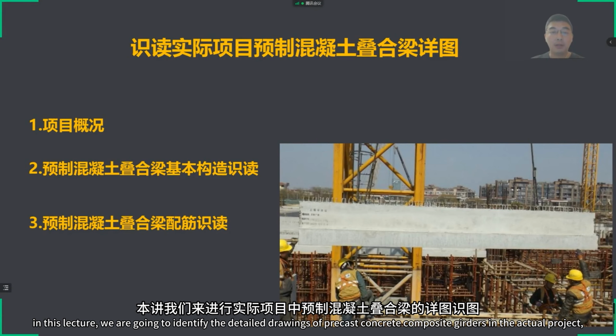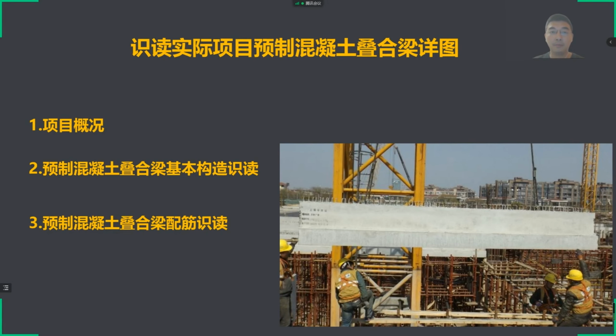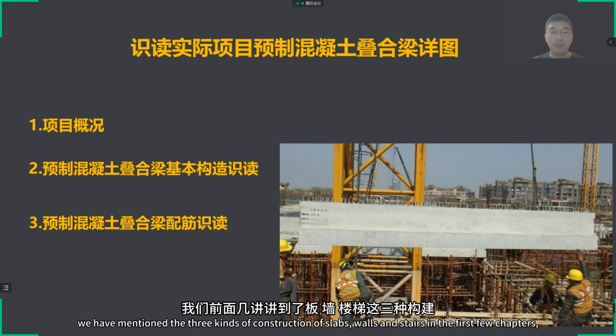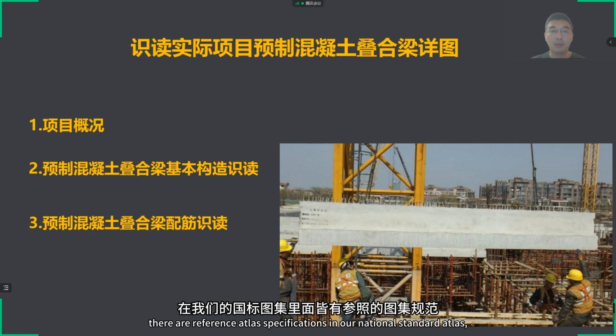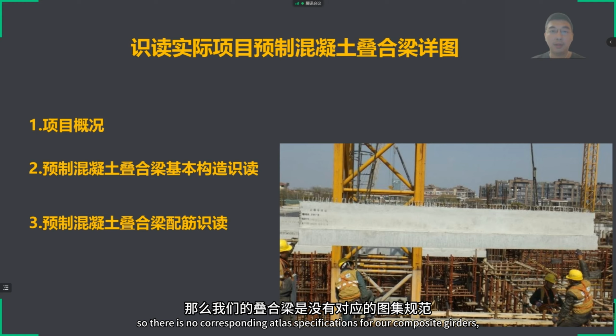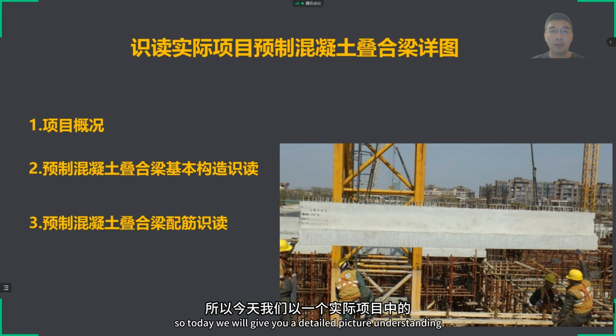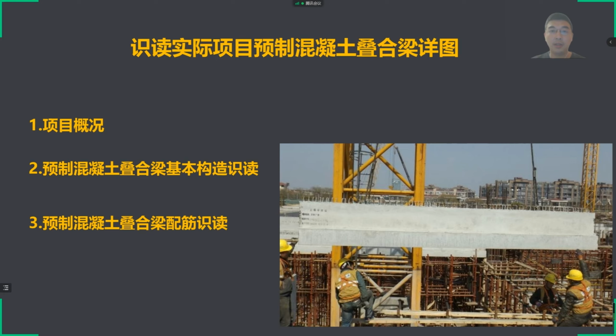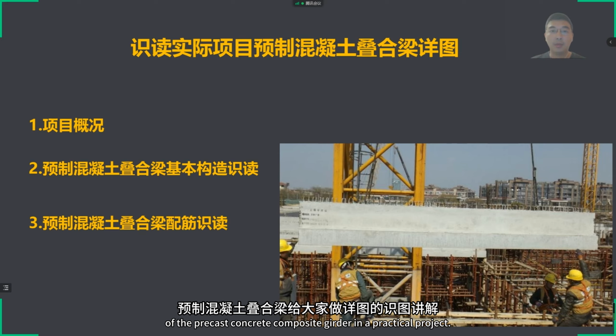Hello everyone! In this lecture, we are going to identify the detailed drawings of precast concrete composite girders in an actual project. We have mentioned the three kinds of construction of slabs, walls, and stairs in the first few chapters. There are reference atlas specifications in our National Standard Atlas. So, there's no corresponding atlas specification for our composite girders. So today, we will give you a detailed picture understanding of the precast concrete composite girder in a practical project.